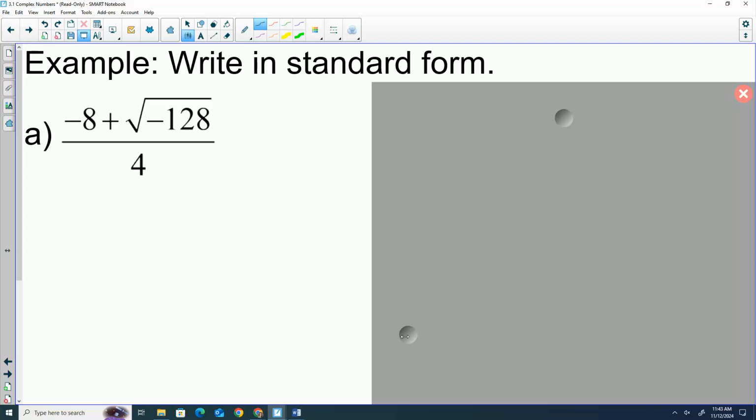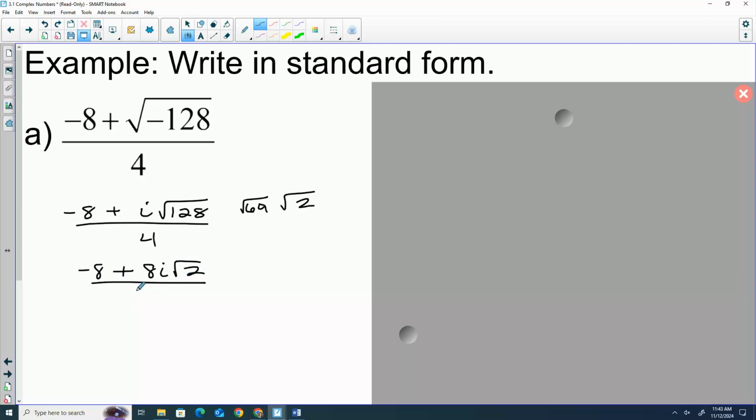All right. If there is a negative under a square root, what does that mean? Okay, so we can take out an i. But that's not as simplified as we can get. How can I break down the square root of 128? 64. So we have negative 8 plus, the square root of 64 is 8, so 8i radical 2 over 4.